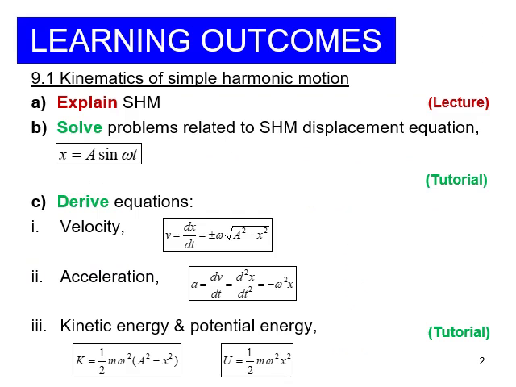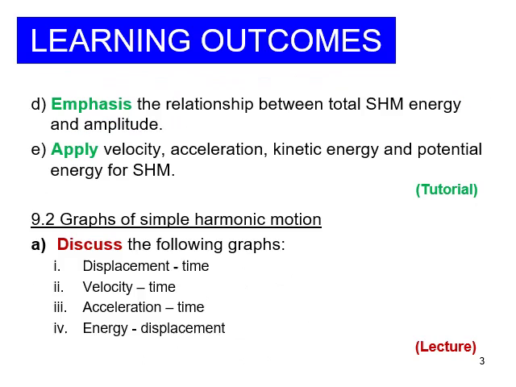As you can see on the slide, we have a few learning outcomes for 9.1, Kinematics of Simple Harmonic Motion. At the end of this topic, you should be able to explain simple harmonic motion. For 9.2 learning outcomes, graph of simple harmonic motion. At the end of this topic, you should be able to discuss the following graph.